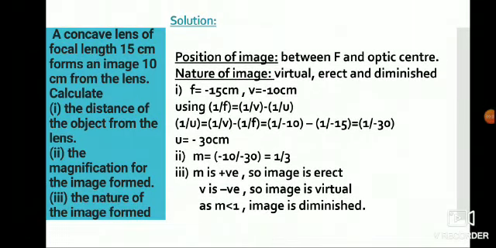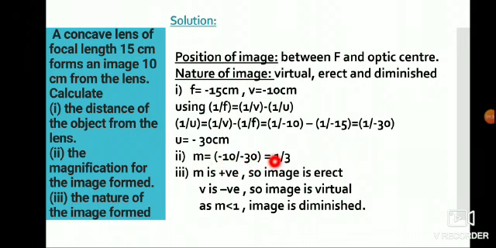So, position of the image. How do we get to know the position of the image is between focal length and optic center? That's simple because focal length is 15 and image distance is 10. That means the image is formed between the focal length and optic center. So we know the nature, that is virtual, erect and diminished. So using the lens formula, substitute the value, take LCM, you will get U as minus 30 centimeter. Okay, magnification will be minus V by U, but this is a lens, so it will be plus V by U.